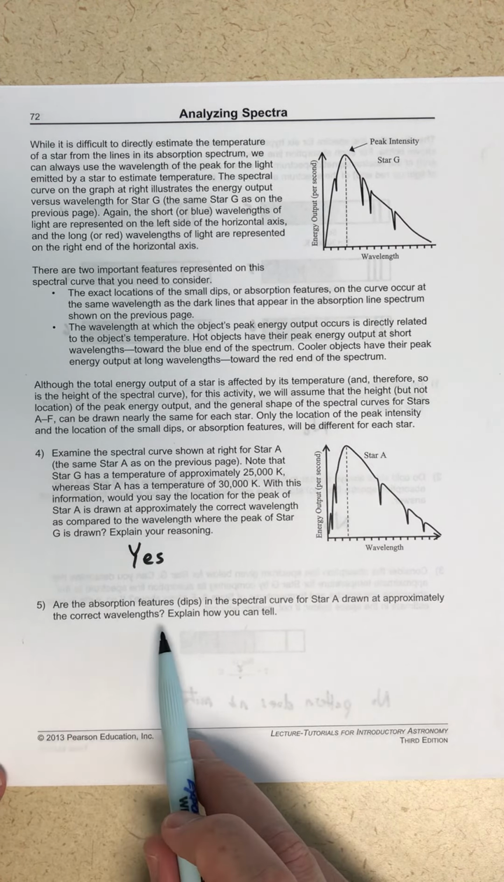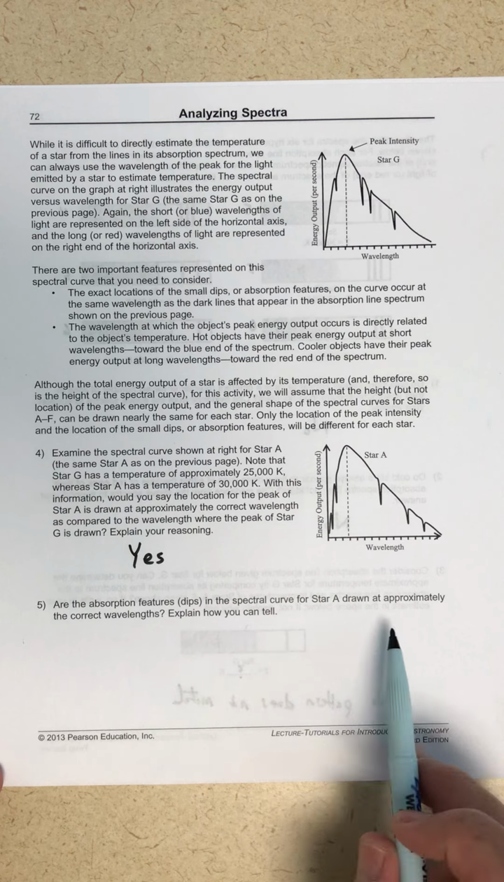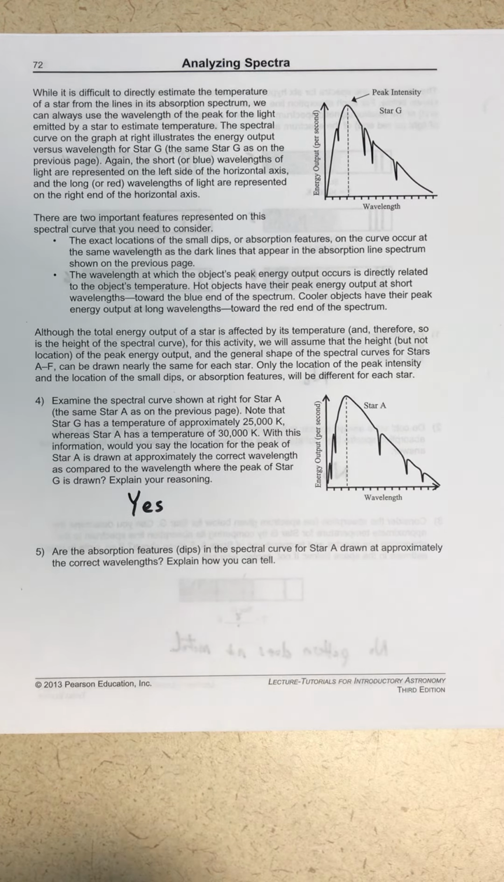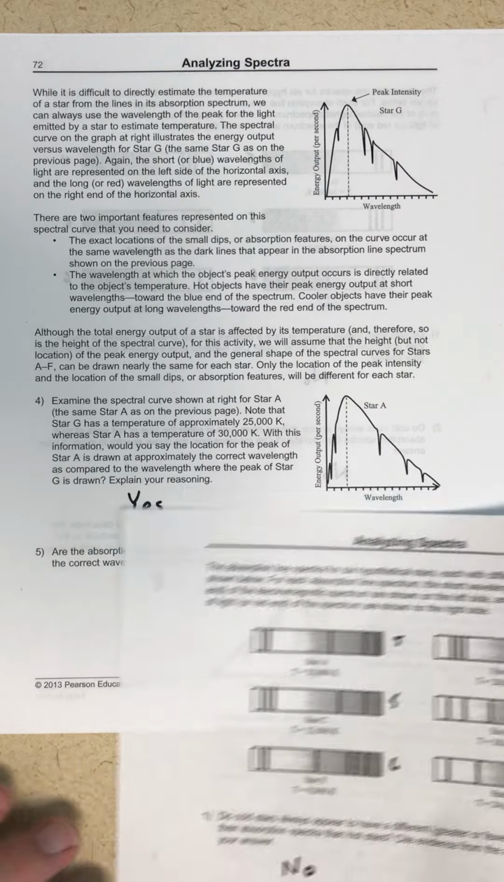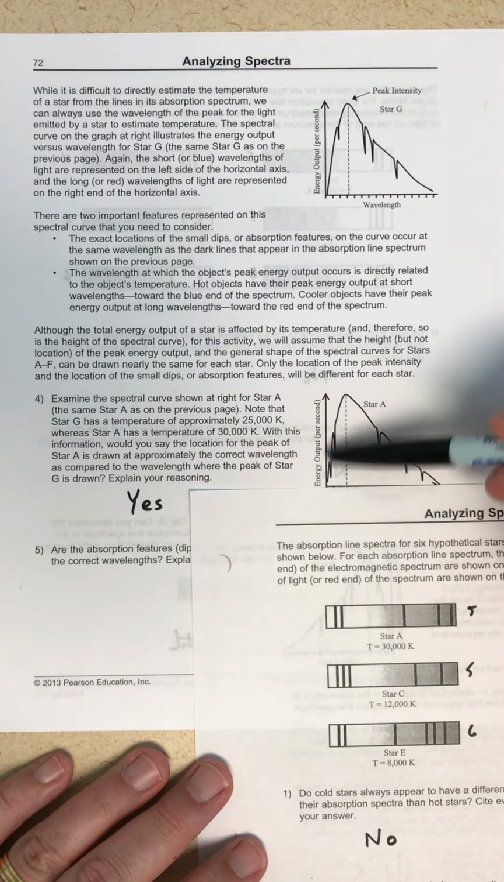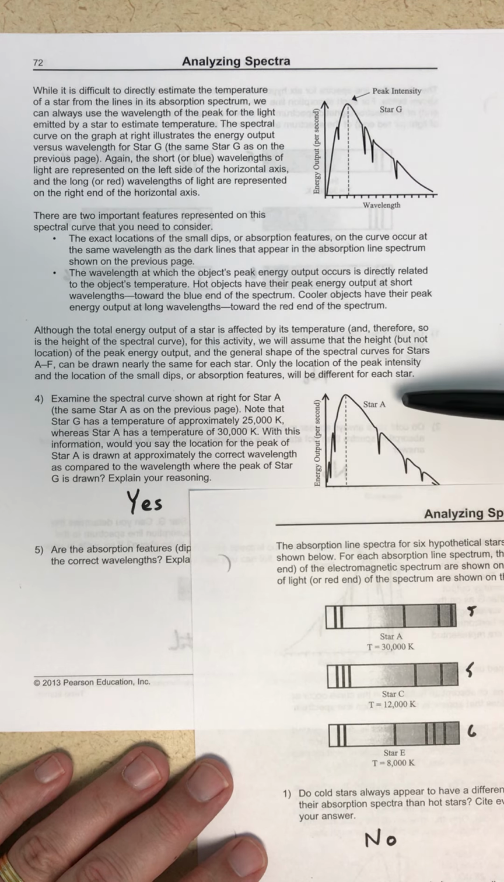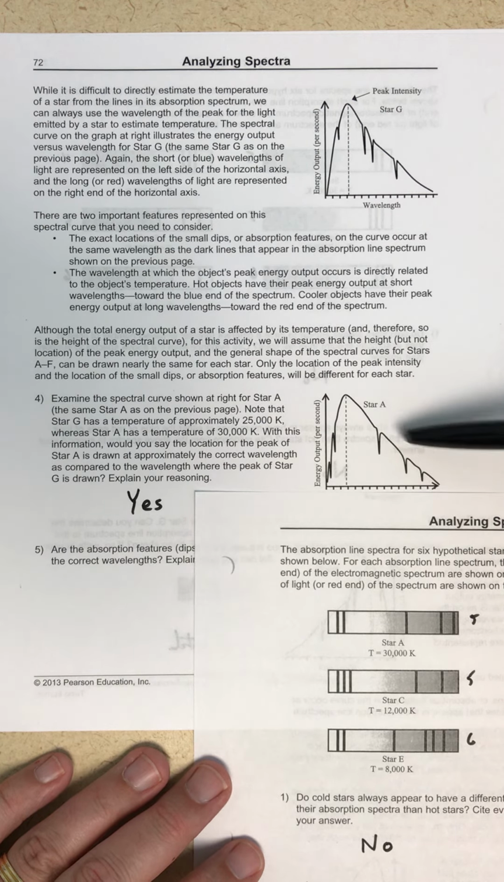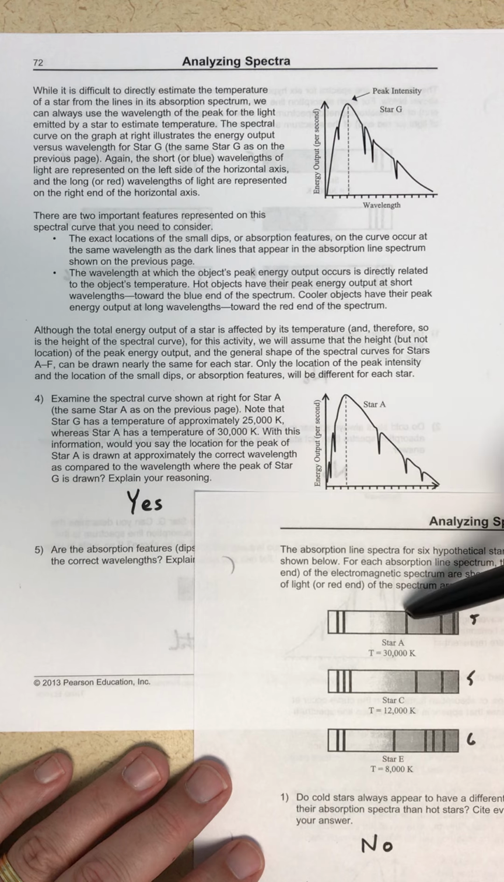Are the absorption features dips in the spectral curve for star A at approximately the correct wavelengths? Explain how you can tell. So let's go back to spectrum A. I've got a pair of absorption lines on the left, and then I've got 1, 2, 3 absorption lines to the right on the red end of the spectrum. So that looks roughly right.